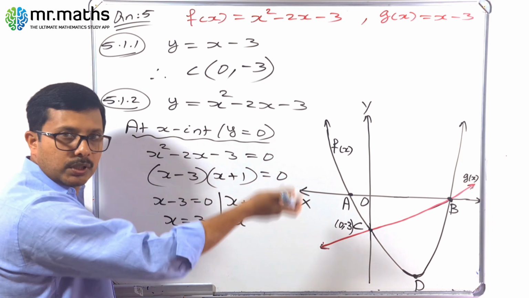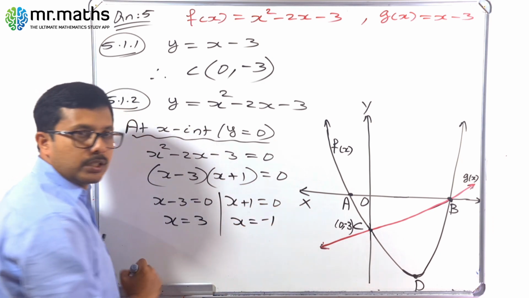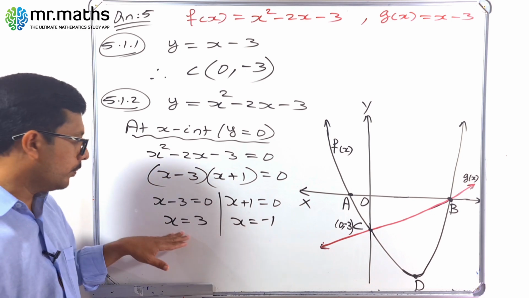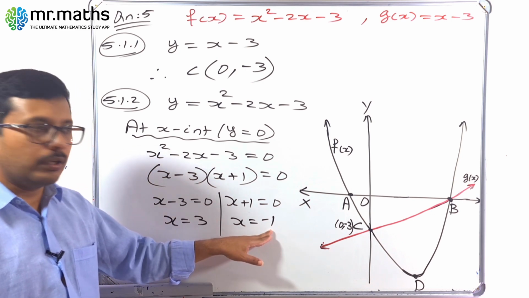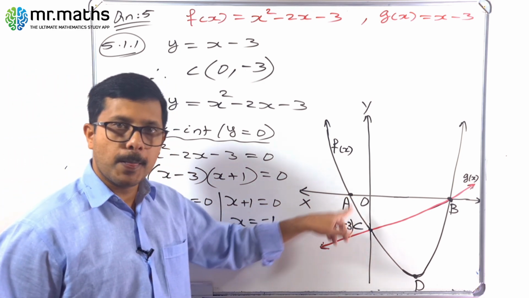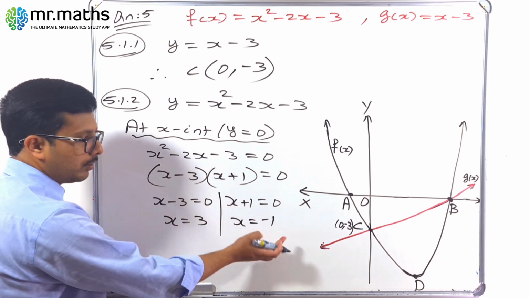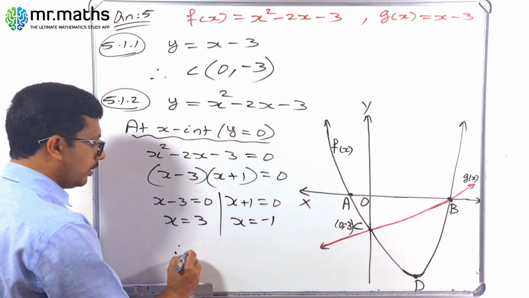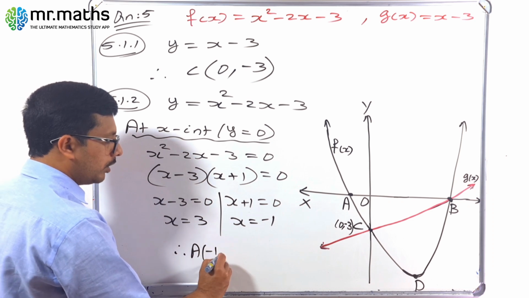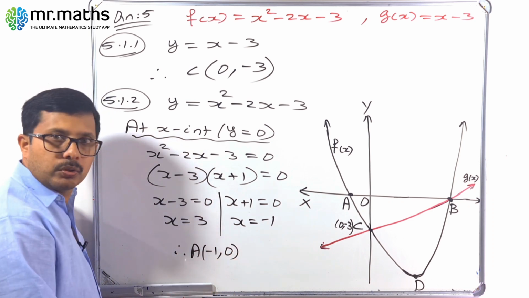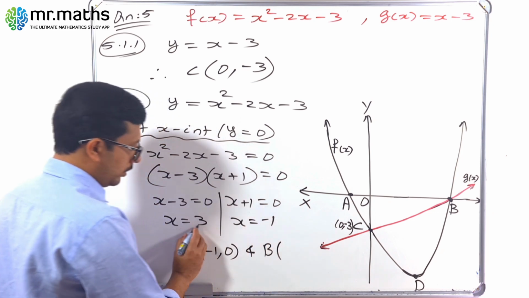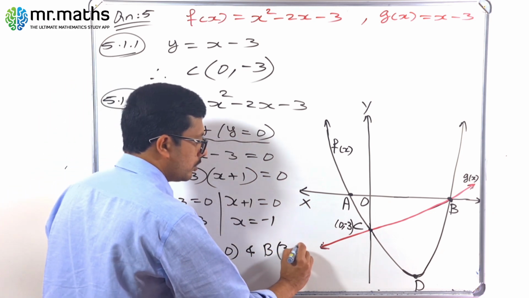Take this plus 1 to the other side, so it is minus 1. Which x value? We got two x values, 3 and minus 1. Which x value is for A? A is definitely the negative x value. So A is minus 1, with x-intercept y equal to 0, and B is 3. So it is 3 comma 0.